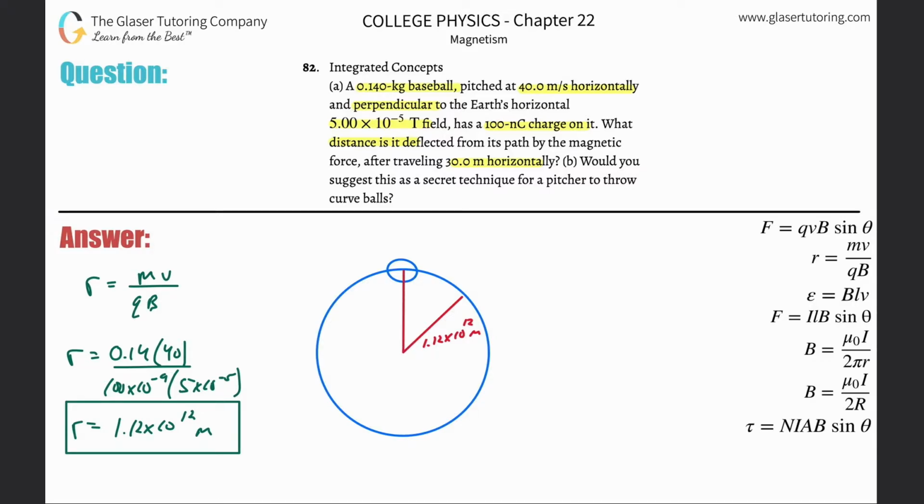Now, what's happening here is that the ball is traveling horizontally at 40 meters per second. And it says it's going to travel 30 meters horizontally. There's going to be a lot of assumptions we have to make in this problem. Let's just say it's traveling 30 meters horizontally like that. The actual path of the ball here is outlined in blue. So when the ball travels 30 meters horizontally, it's not going to be at this point.